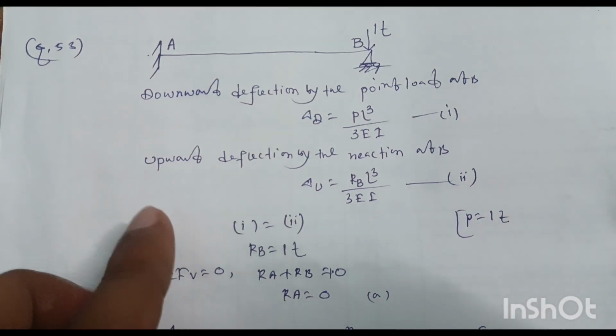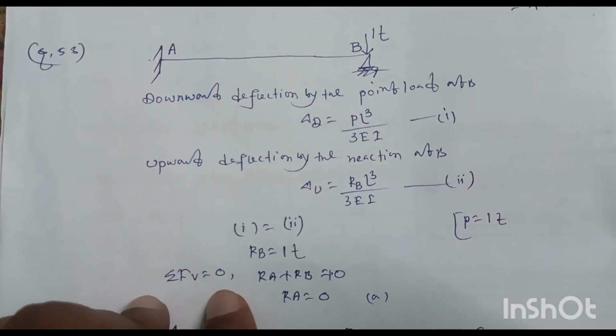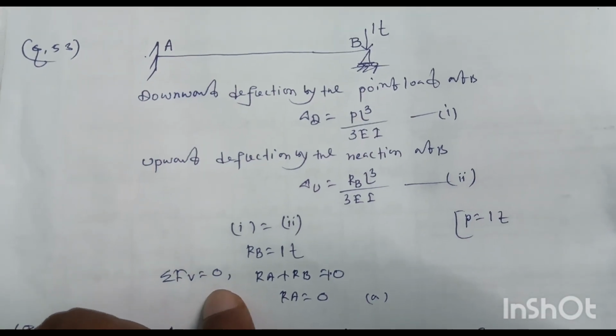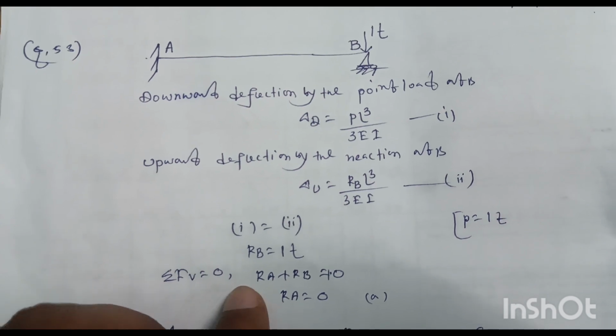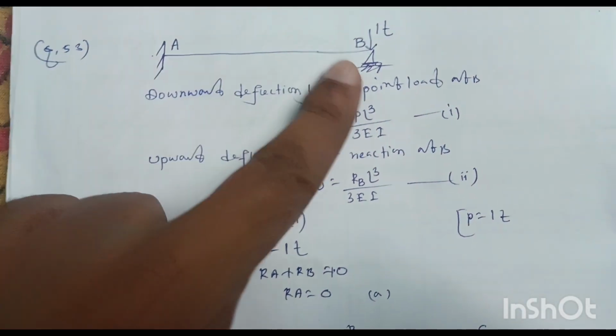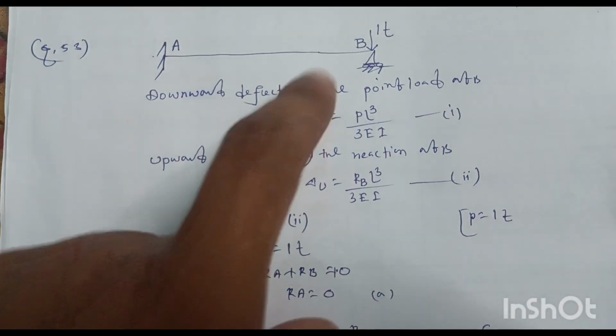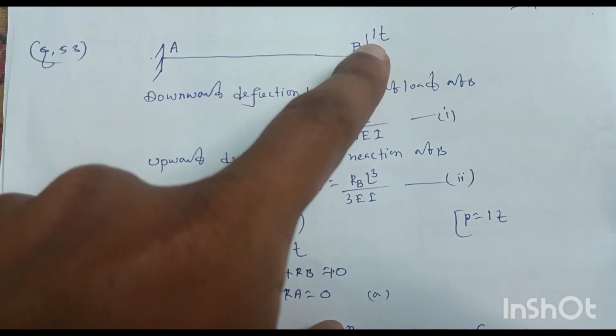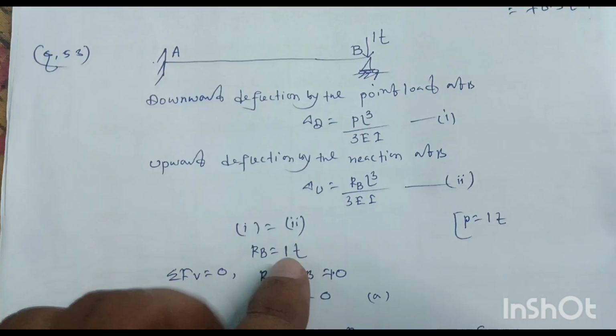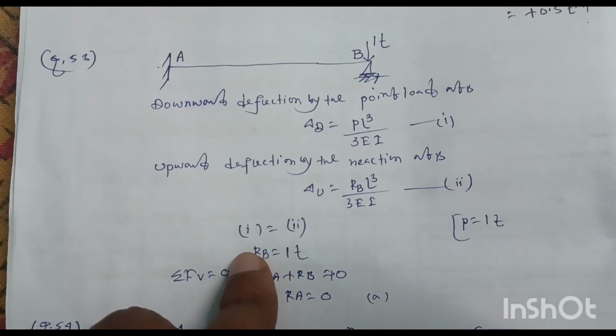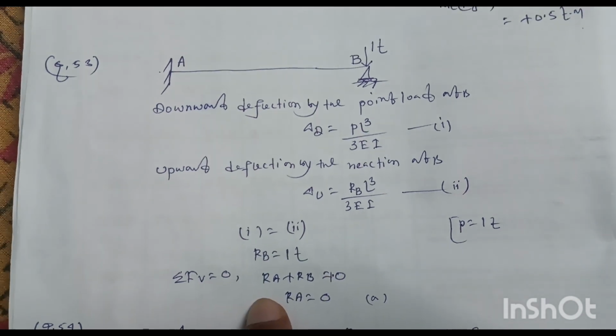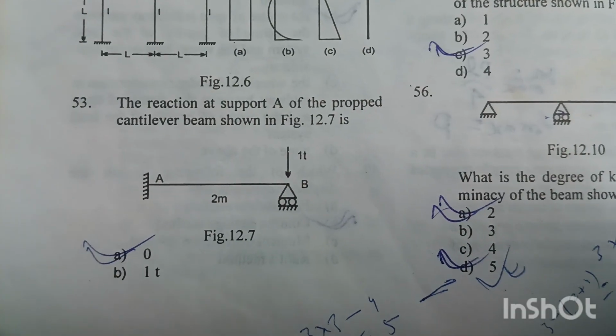And as the beam is in equilibrium, we also know the summation of all the forces in the vertical direction is equal to 0. So RA plus RB equal to 1, because the only load on this beam is 1 ton. So RB equal to 1 ton, so RA will be equal to 0. Option A is the right answer.